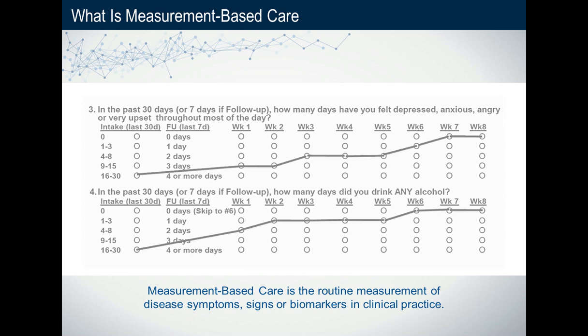This slide shows you an example of some questions from the Brief Addiction Monitoring Scale, or BAM, which has been used as a measurement-based tool in the VA. You can see that the key feature of the tool is that it allows a clinician and the patient to track their progress systematically over time.